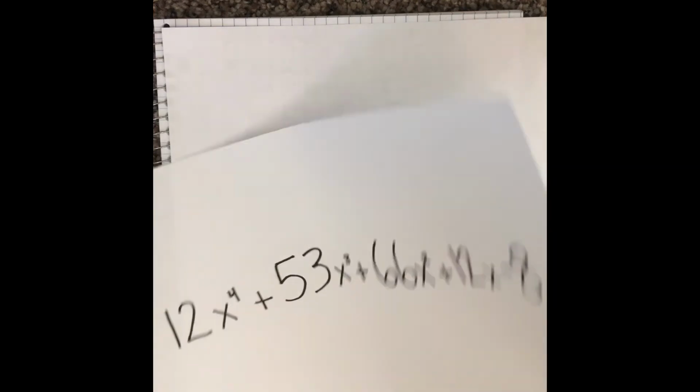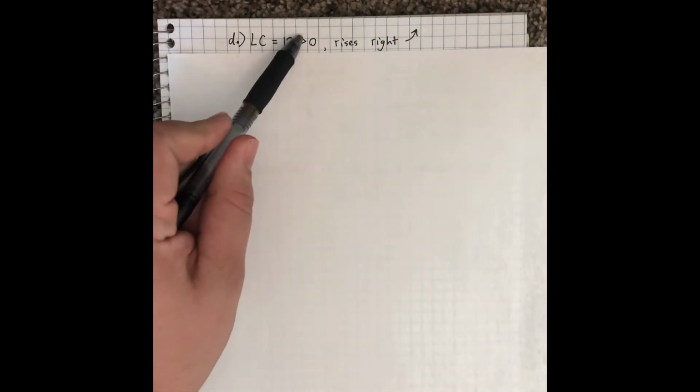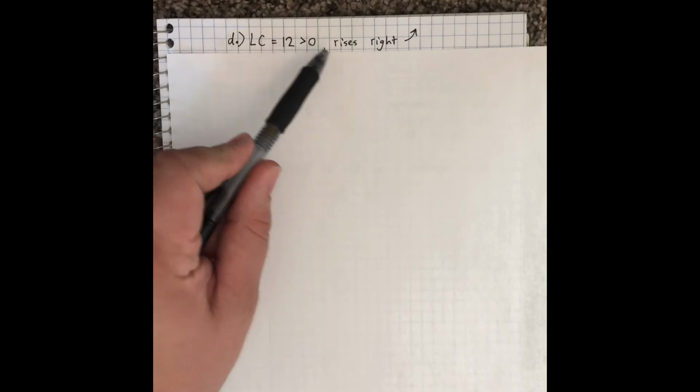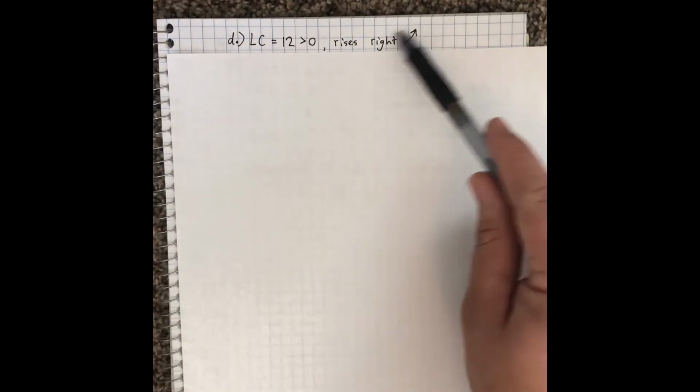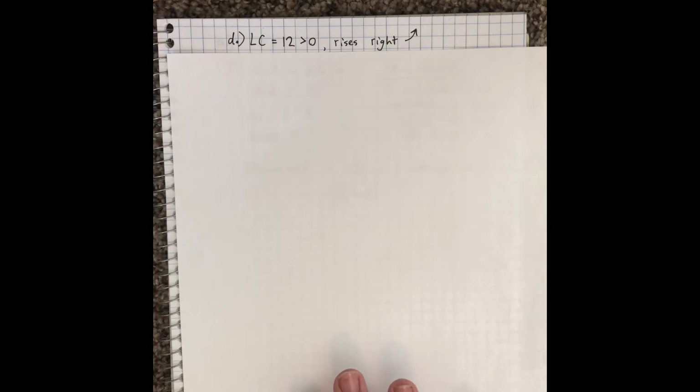And so we're just writing that down on paper to verify. So the leading coefficient, the LC, is 12, which is greater than 0. And so the graph's end behavior will rise to the right. As the graph goes right, it will go up. So that's pretty much all we have to worry about as far as D is concerned.